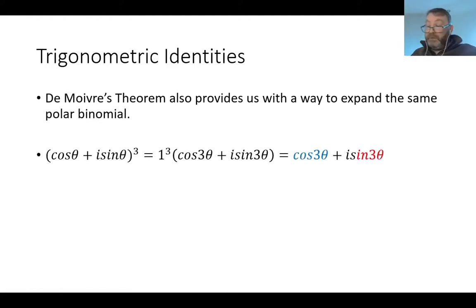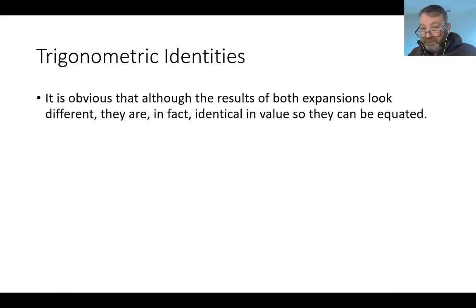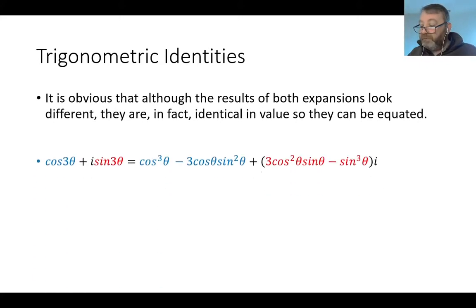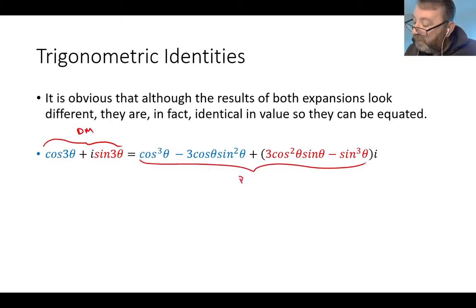So that's what I did a moment ago. You give the power to the modulus, which is 1 cubed, and then you multiply both of these angles by 3, and you end up with a real part and an imaginary part. Now, if I take both sets of answers, the answers I got for both expansions, and I equate them, there's the answer to the expansion thanks to de Moivre, and there is the expansion thanks to the binomial theorem.